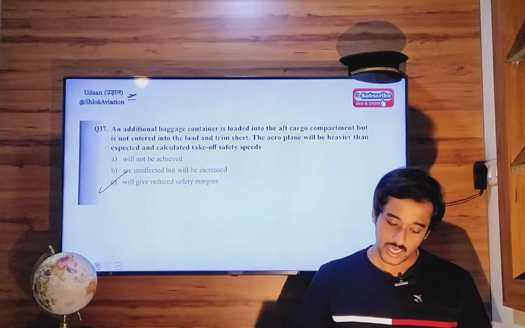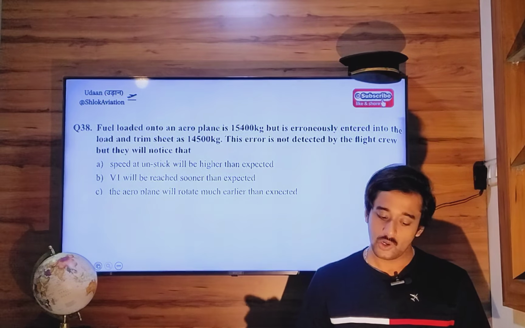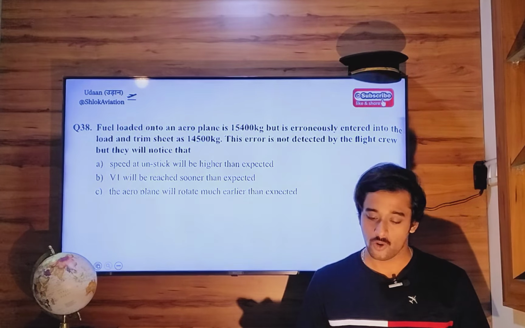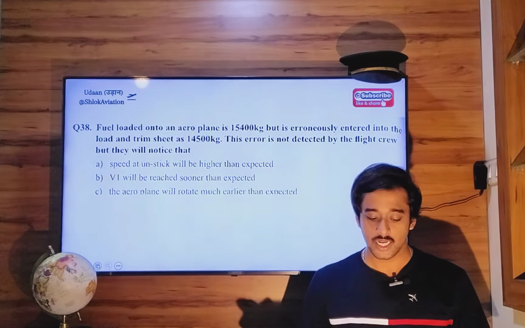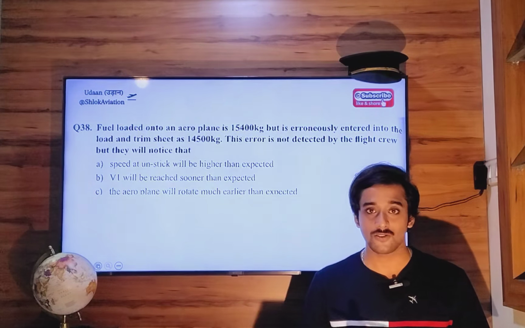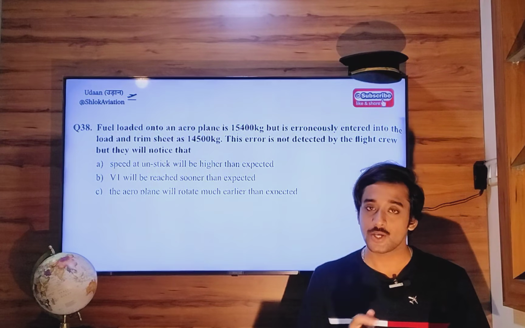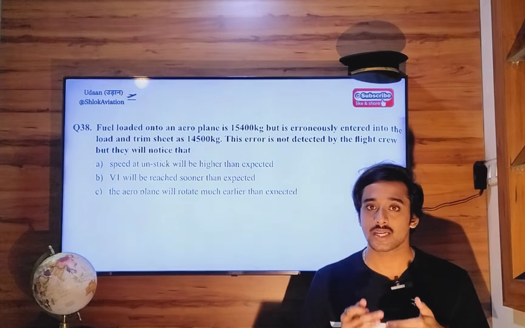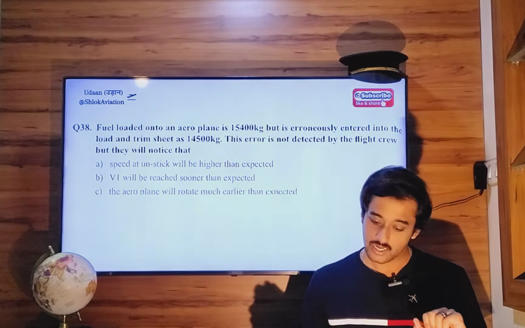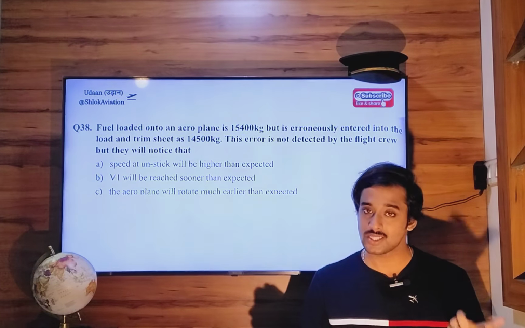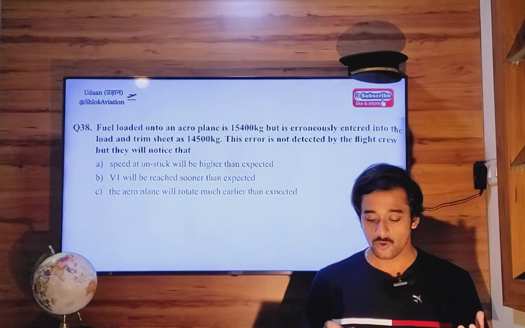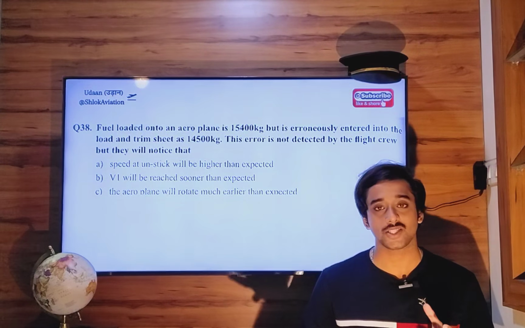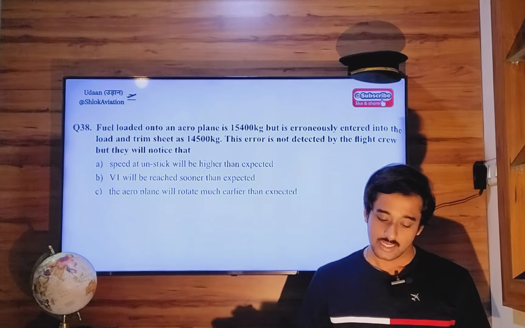Next, 38. Fuel loaded onto an airplane is 15,400 but is erroneously entered into the load and trim sheet as 14,500. So the weight that you have entered in the load and trim sheet is the lighter one. This error is not detected, but they will notice. What will they notice? So what will be the effect or consequence of this?